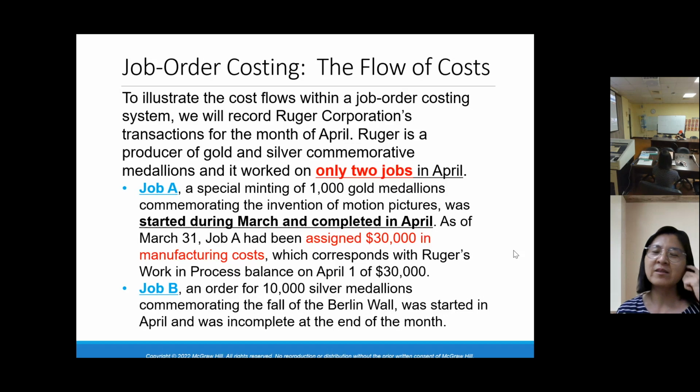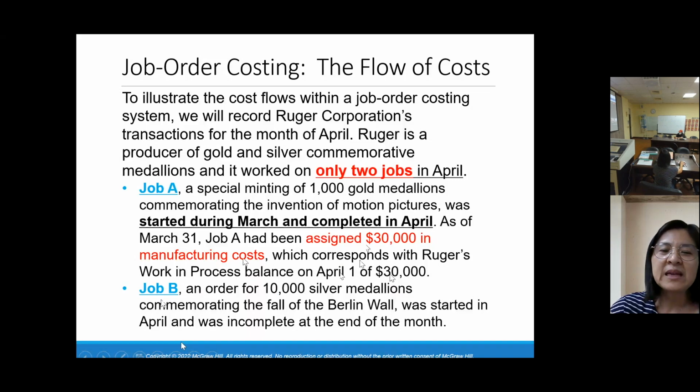Job A is a special order of 1,000 gold medallions commemorating the invention of motion pictures. The job was started during March and completed in April. It was assigned 30,000 in manufacturing costs, which corresponds with the work in process balance on April 1 of 30,000.